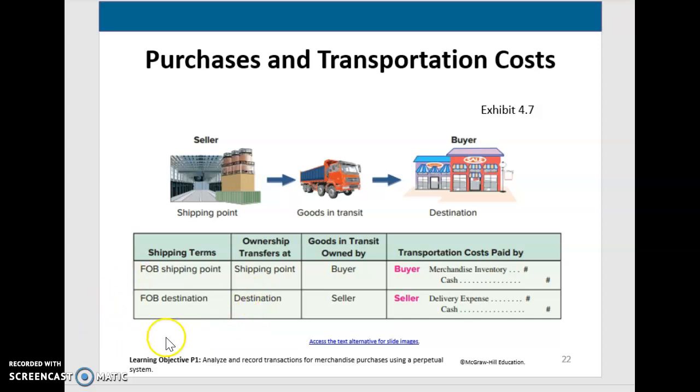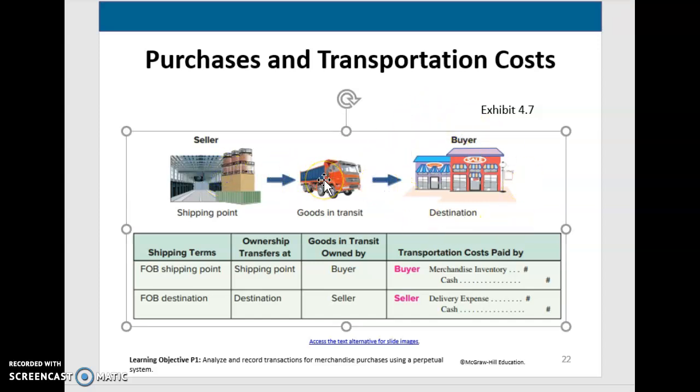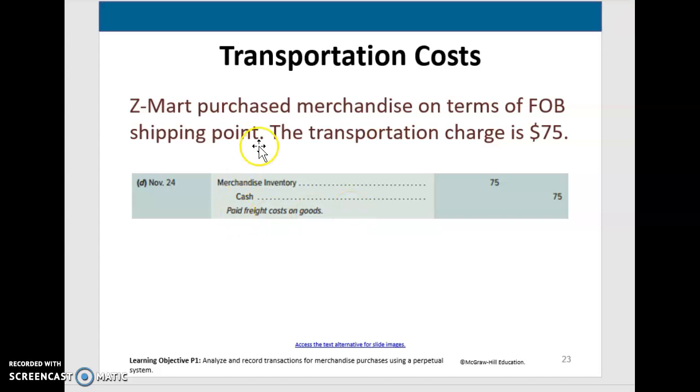If it's free on board destination, that means that ownership does not transfer until it's at our dock. So the seller then is responsible for lining up the transportation and delivering it to us. The seller records this as a delivery expense on their records and credits cash when they pay it. Here's an example. Zmark purchased merchandise on terms FOB shipping point. The transportation charge is $75. Because we're responsible for the freight, we debit merchandise inventory and credit cash for $75.